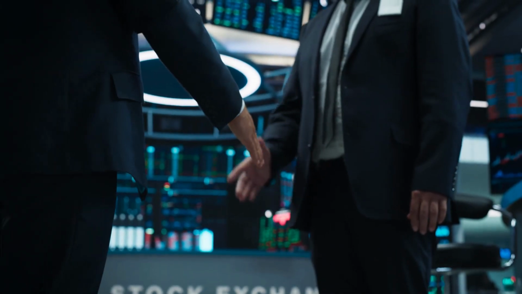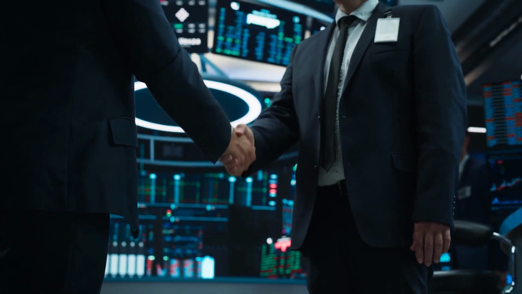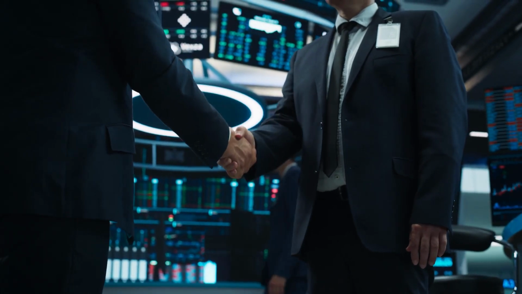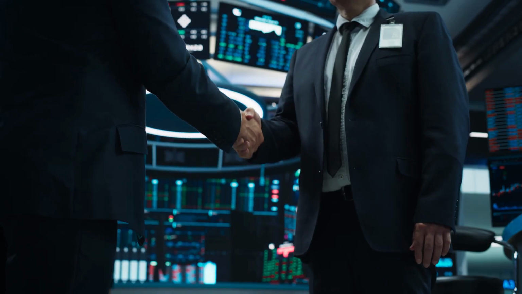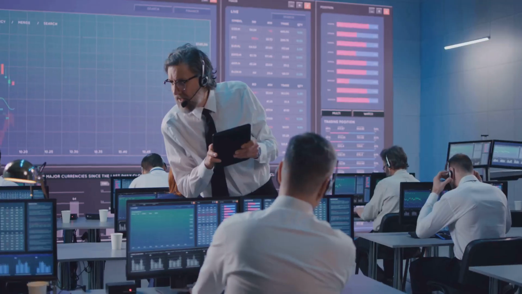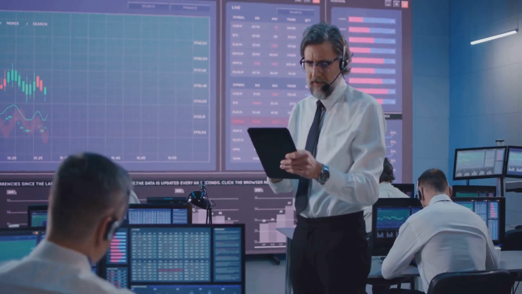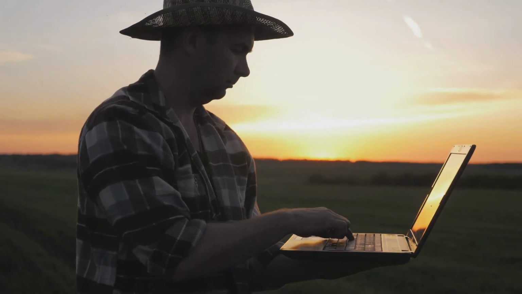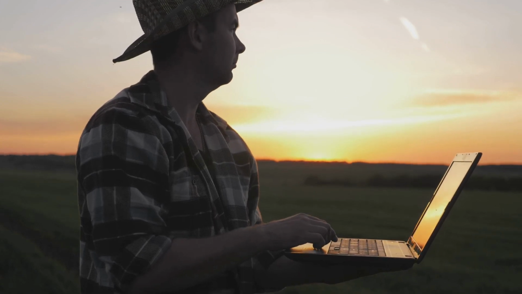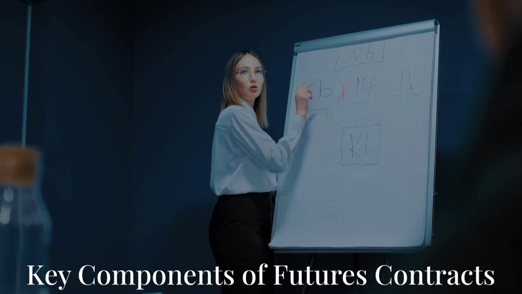First things first, what exactly are futures contracts? Simply put, a futures contract is a legal agreement to buy or sell a particular commodity or financial instrument at a predetermined price at a specified time in the future. These contracts are standardized and traded on futures exchanges. Futures contracts are used by two main types of market participants, hedgers and speculators. Hedgers use futures to protect against price changes in the underlying asset, while speculators aim to profit from price movements.